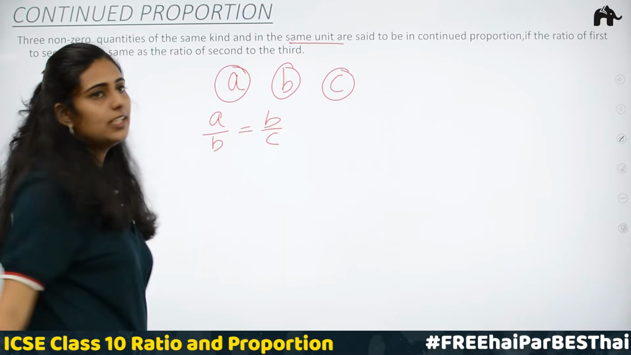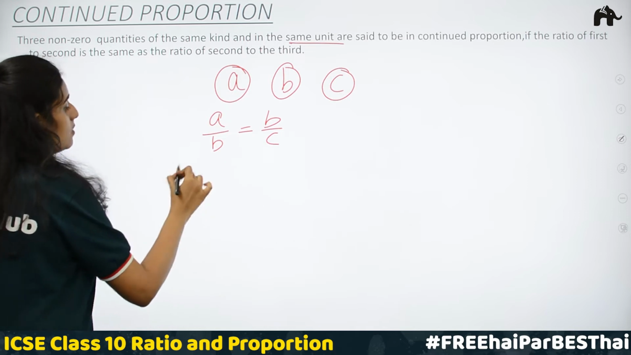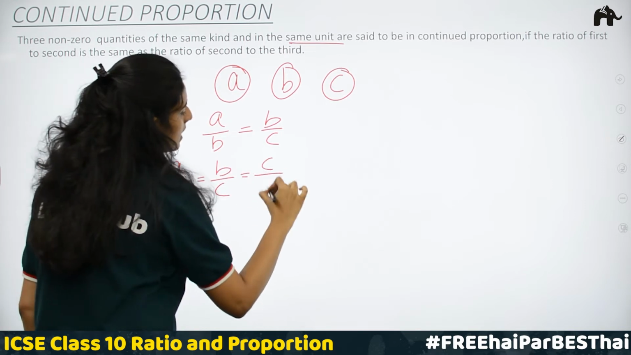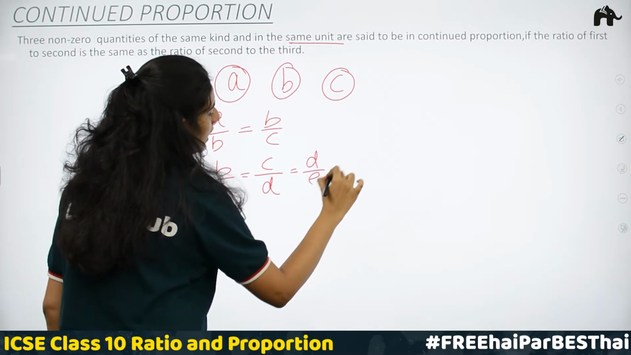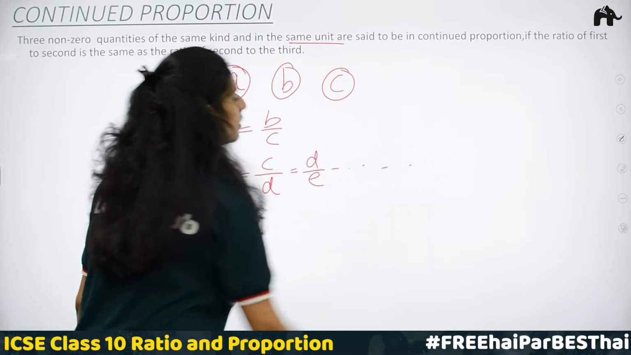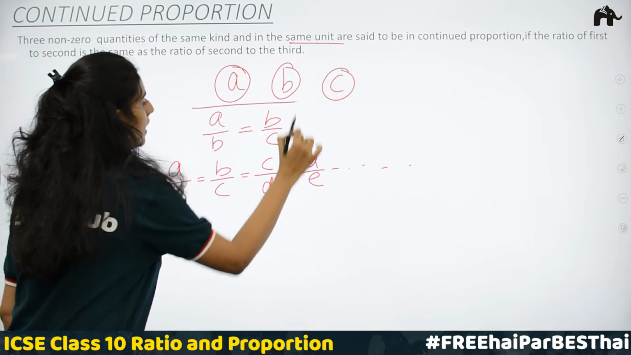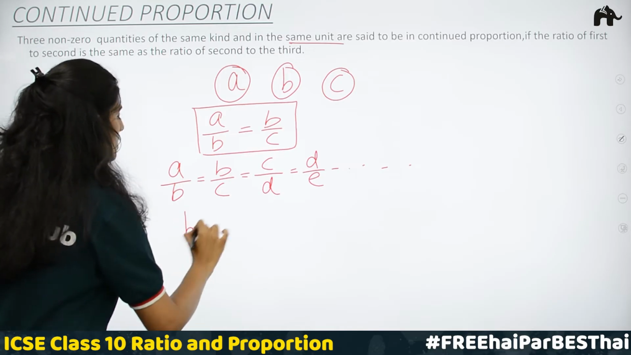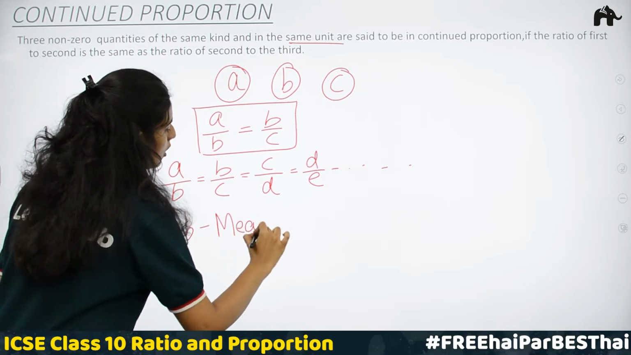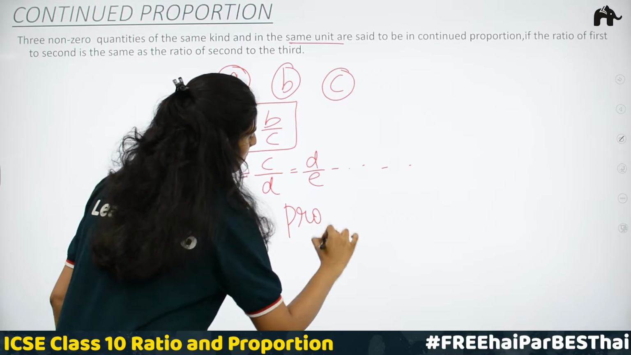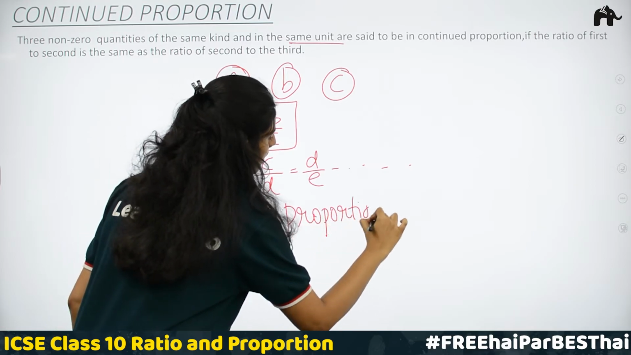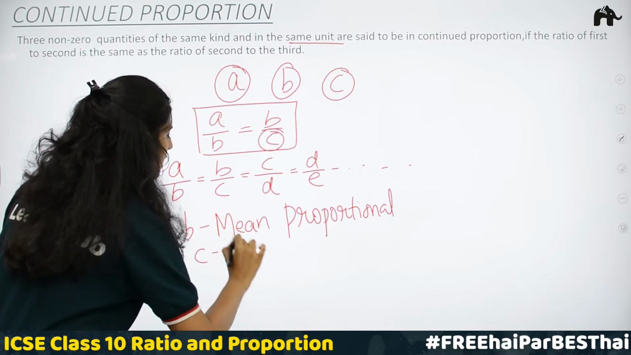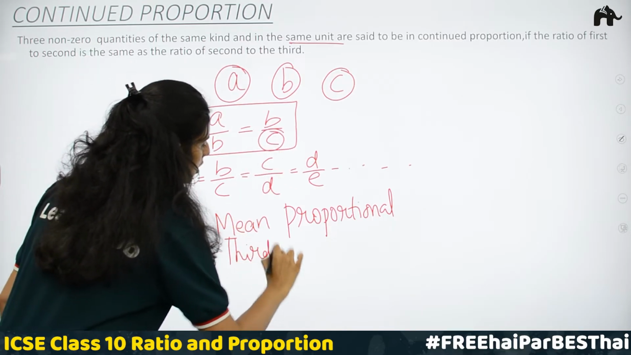Here we are taking only three terms. If you have many terms, you can write this as A by B is equal to B by C is equal to C by D is equal to D by E, etc. Now in this, A by B is equal to B by C, B is called the mean proportional, and C is called the third proportional.